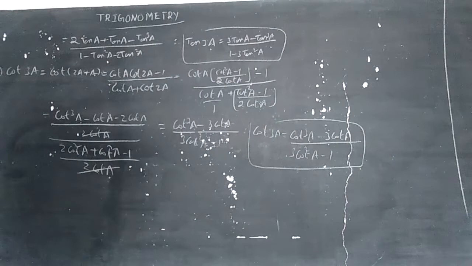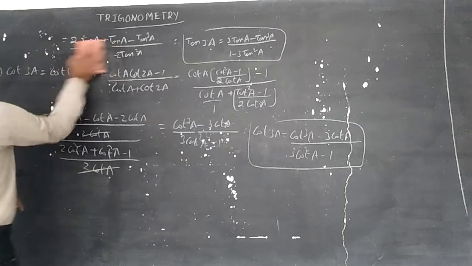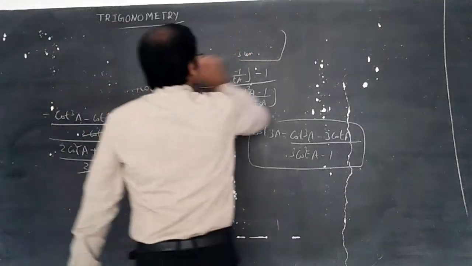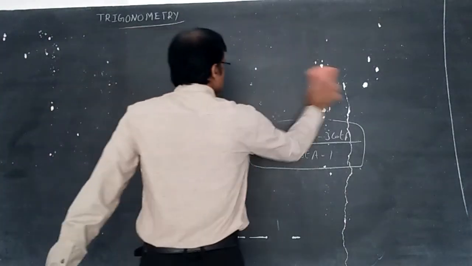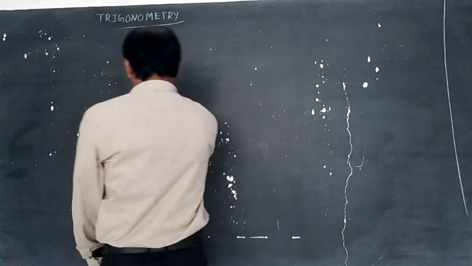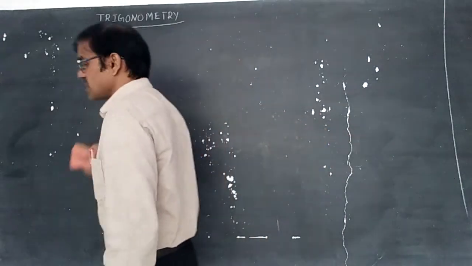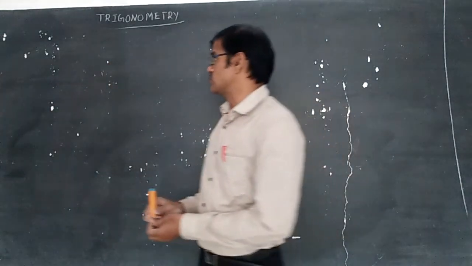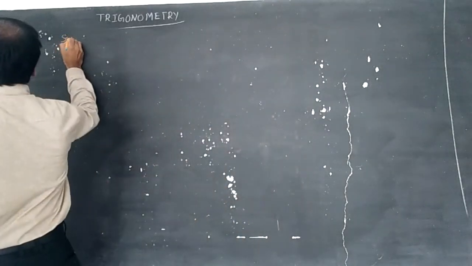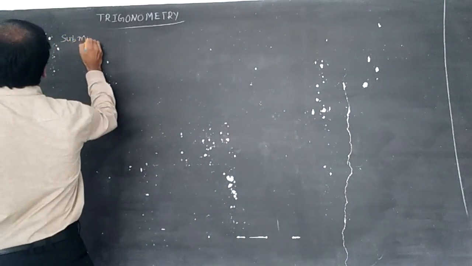Now, depending upon these three formulae, we can write the submultiple angles. For sin 2A, I said the formula 2 sin A cos A, and depending upon that multiple angle, I said sin A is equal to 2 sin A by 2 cos A by 2. Now, in a similar way, submultiple angles for 3A.